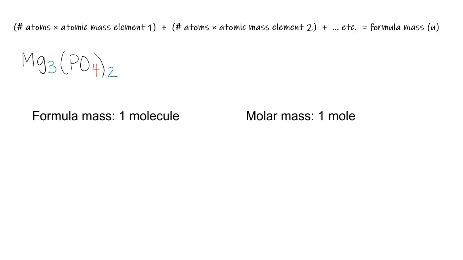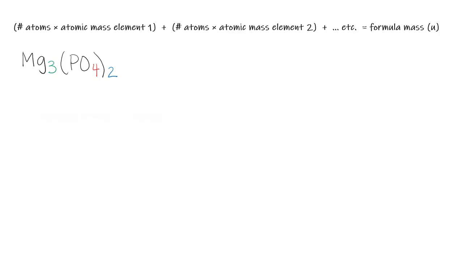One, formula mass is the mass of one molecule, whereas molar mass is the mass of 1 mole of molecules. Two, the units of formula mass are unified atomic mass units, u, whereas the units for molar mass are grams per mole. To summarize, molar mass is the mass of 1 mole and has units of grams per mole.